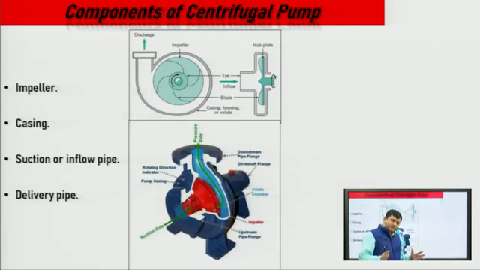Again, what are the components? The main component is the rotor, which is known as the impeller. The first is the rotor or impeller, then the volute casing. Remember, in the case of a turbine, what is the function of the casing? To distribute water uniformly over the whole periphery of the runner, maintaining velocity all the time. But in a pump, the volute casing acts differently.